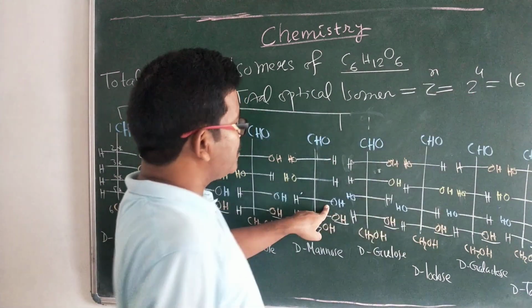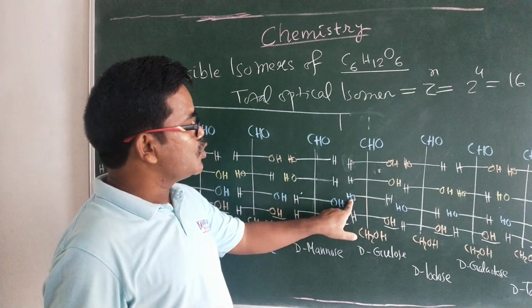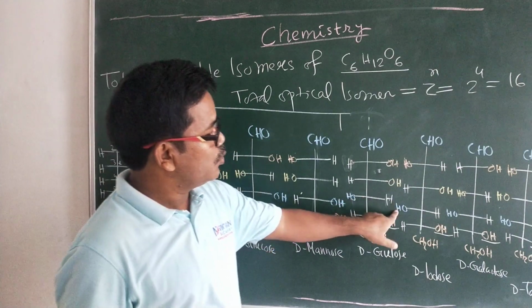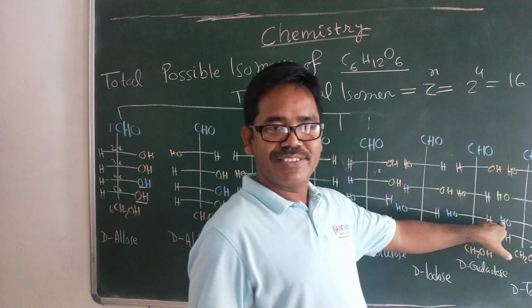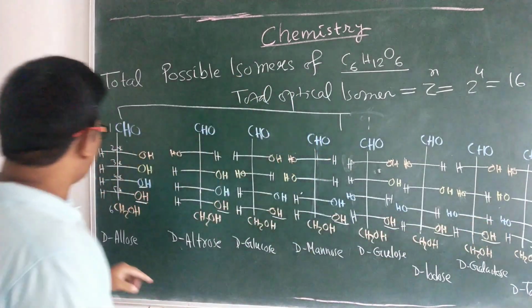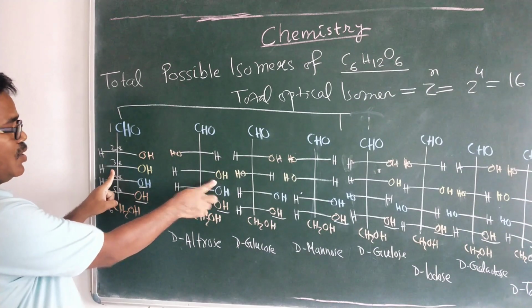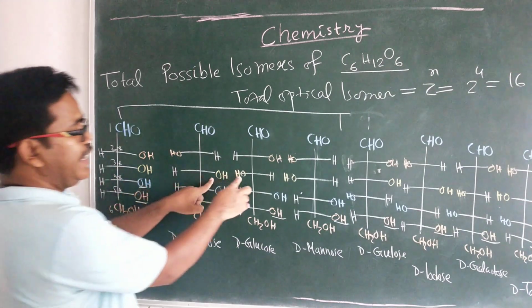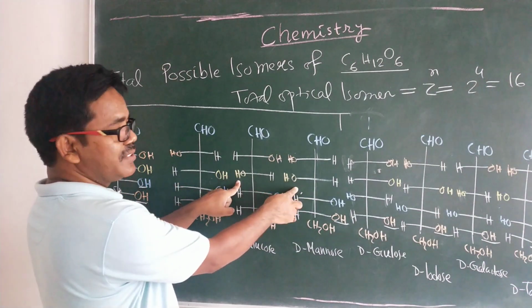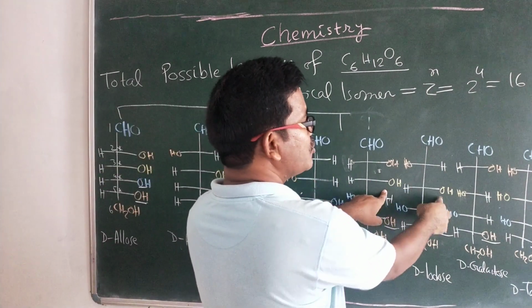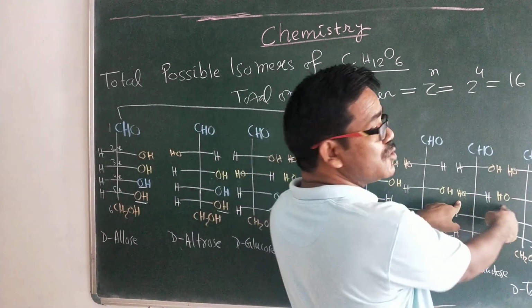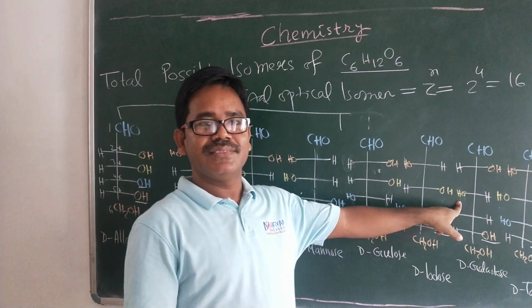Next four molecules, you see at carbon number 4 the OH group on the left hand side. Then come to carbon number 3. First two molecules, OH group on the right hand side. Next two molecules, OH group on the left hand side. Next two molecules, OH group on the right hand side. Next two molecules, OH group on the left hand side.